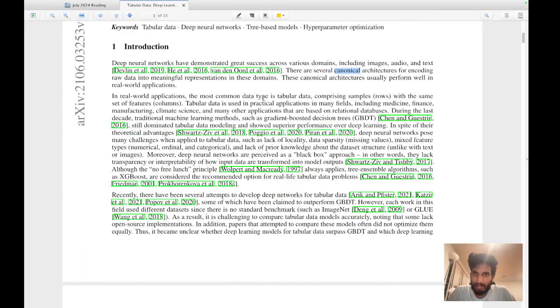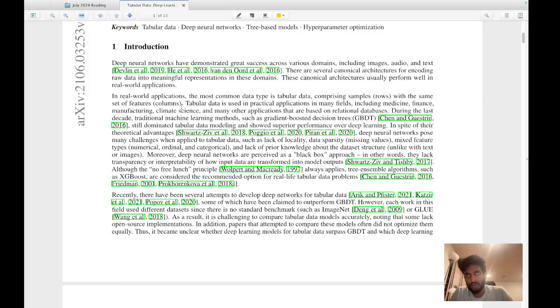I guess like typical architectures. Yeah, it's more like typical architectures. These canonical architectures usually perform well in real-world applications. In real-world applications, the most common data type is tabular data, comprising samples in rows with the same set of features columns.